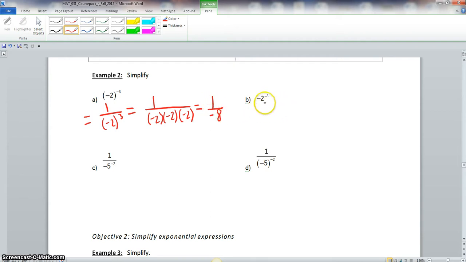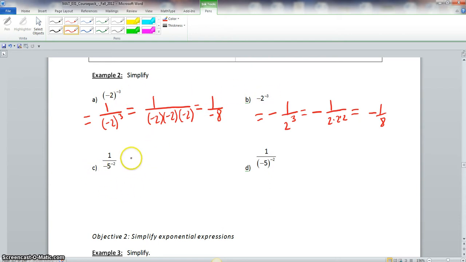Now we come to B. We have negative 2 to the negative 3 power, and we know this negative is not taken to this exponent. So we will have a negative 1 over 2 to the third power. And so this would be negative 1 over 2 times 2 times 2. So this will give us a negative 1/8. Now these two end up being the same answer. That's because the exponent was an odd number.